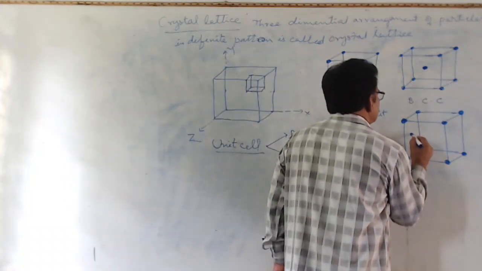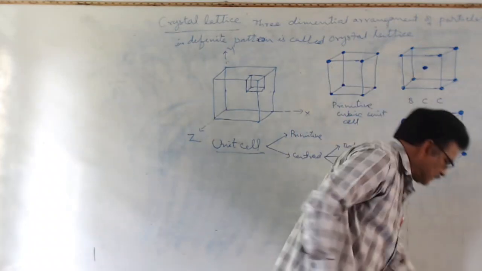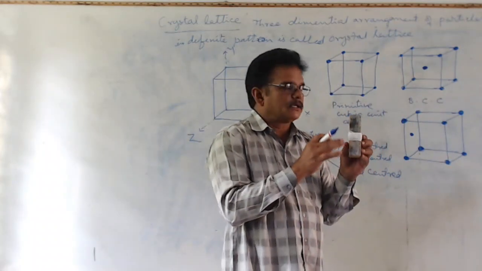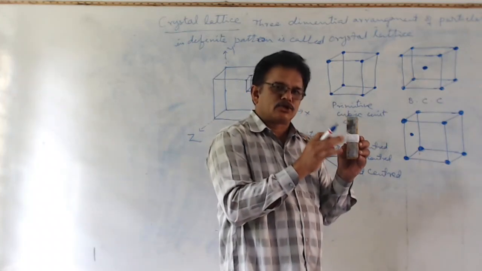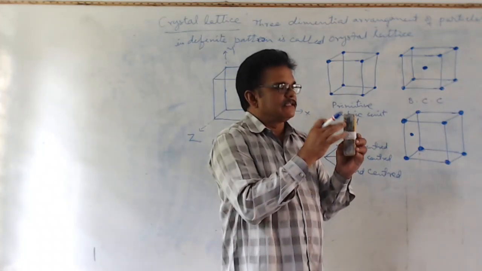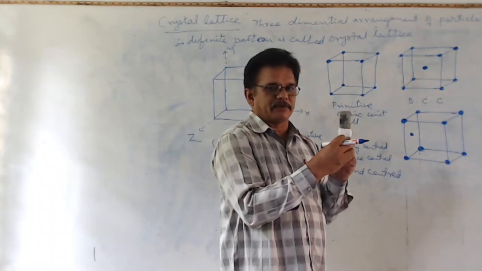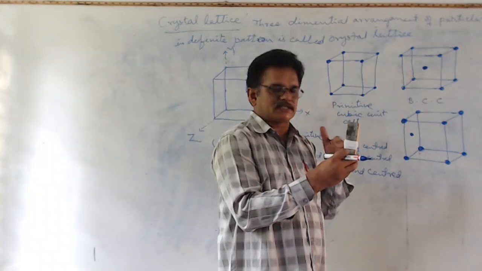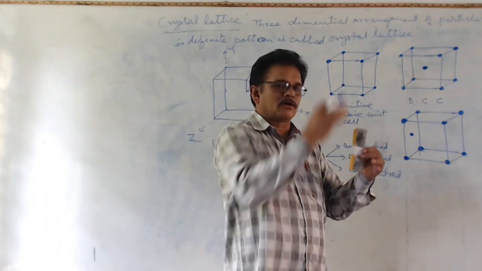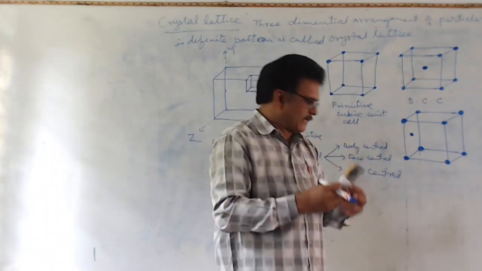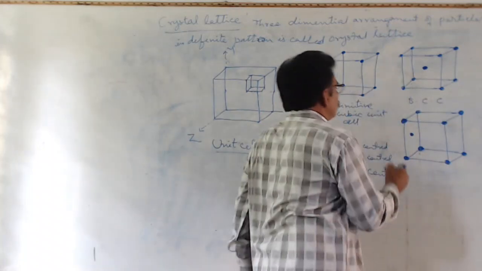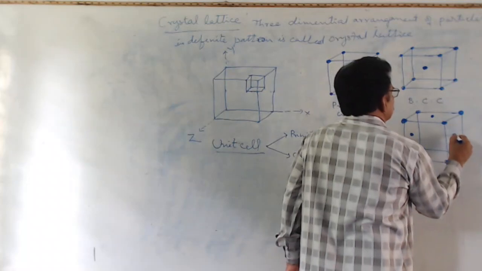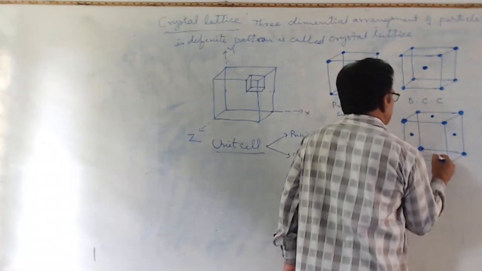a cube has 6 faces. Let us assume that this is a cube. Then this is one face, this is another face, and this is another. Along the x-axis 2 faces, along the y-axis 2 faces, and along the z-axis 2 faces. There are 6 faces. So on the center of the 6 faces, take 6 lattice points.